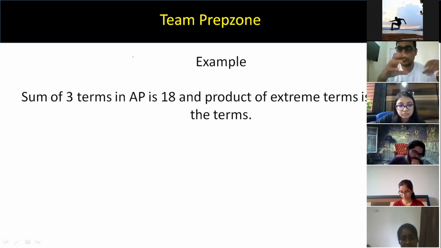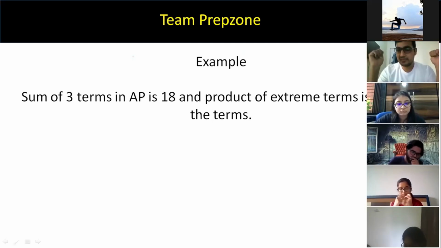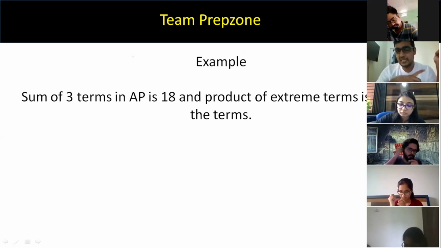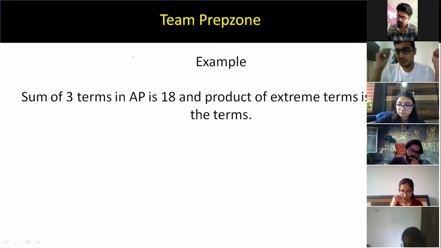Sorry, sum is 3A. 3A is 18, so A is 6. Product of extreme terms is A square minus D square. A was 6, so 36 minus D square is 20. D square is 16, so D is plus minus 4. Which means the terms, A was 6, so 6 minus D and 6 plus D, which is 2, 6 and 10. So 2, 6, 10 or 10, 6, 2 are your terms.